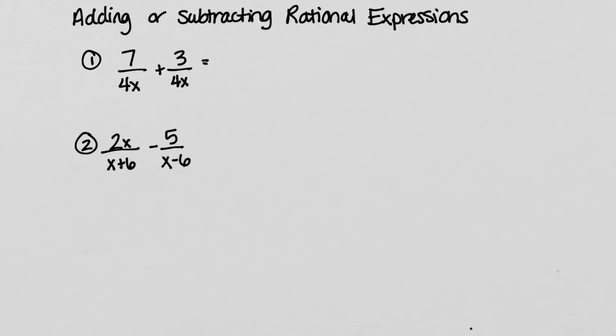When multiplying and dividing, multiplying, you just go straight across and multiply everything. We can't do that with adding and subtracting. You have to get the denominators the same, then you can add their tops together. Okay? Well, in these two problems, if we look, the denominators are both 4x on number 1.